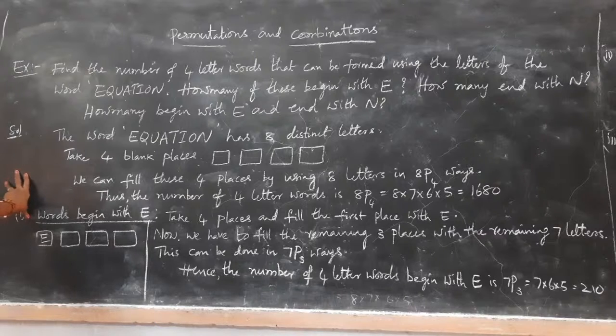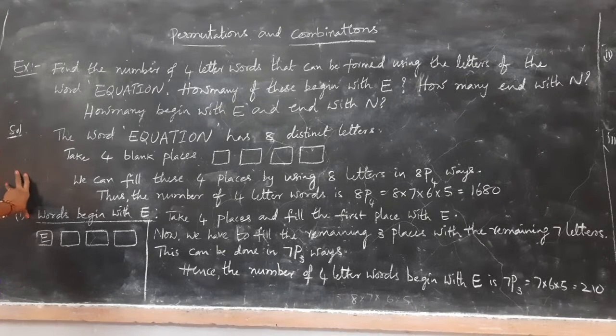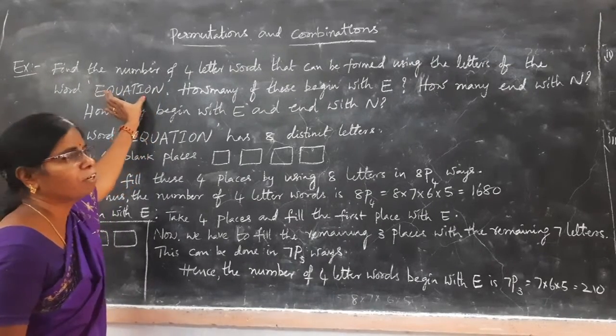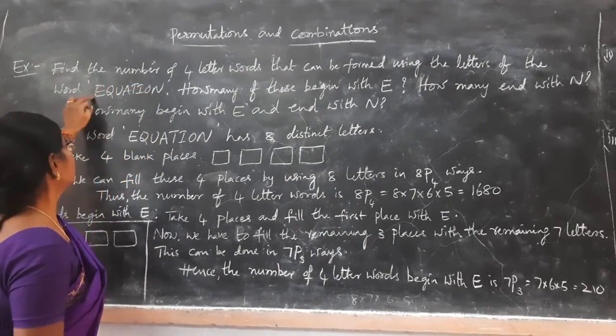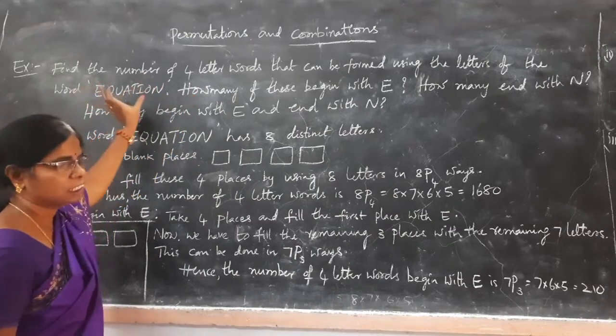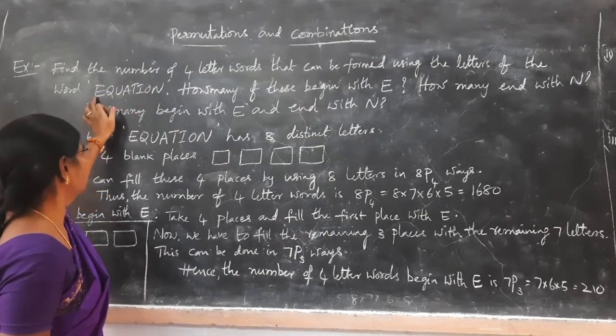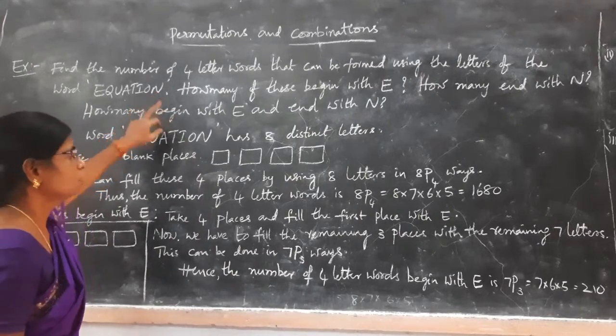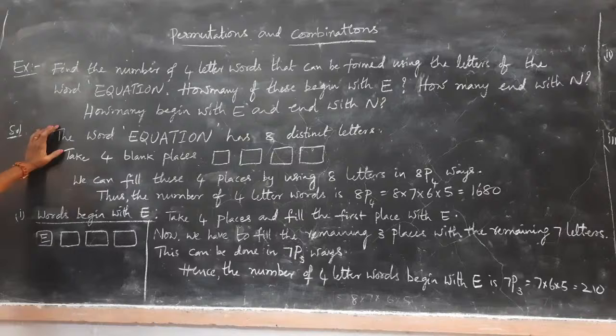What they are asking is that we have to find the number of 4-letter words, formed using the letters of the word EQUATION. See, the word EQUATION consists of 8 distinct letters: E, Q, U, A, T, I, O, N. These are all distinct, 8 in number. Count all these letters: they are 8 in number and all distinct. So the same I write here: the word EQUATION has 8 distinct letters.